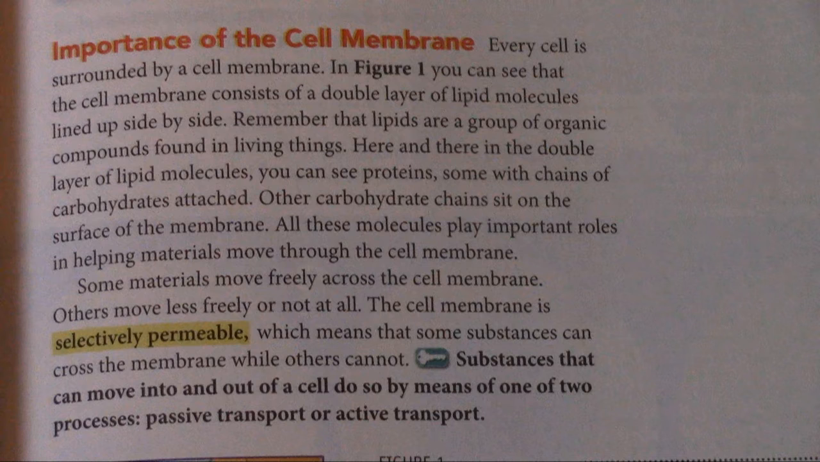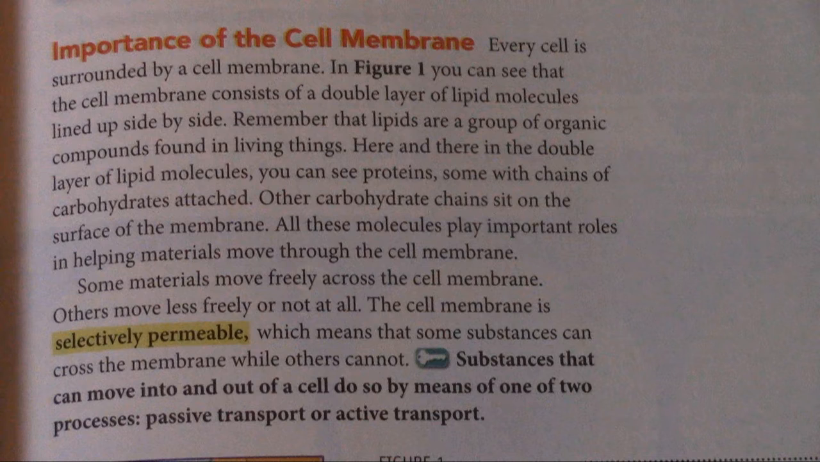Importance of the cell membrane. Every cell is surrounded by a cell membrane. In Figure 1, you can see that the cell membrane consists of a double layer of lipid molecules lined up side by side. Remember that lipids are a group of organic compounds found in living things. Here and there, in the double layer of lipid molecules, you can see proteins, some with chains of carbohydrates attached. Other carbohydrate chains sit on the surface of the membrane.